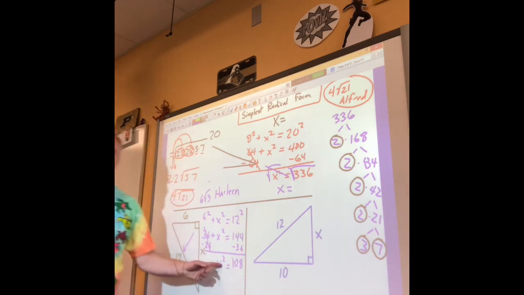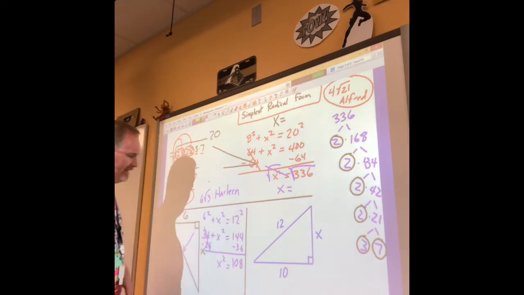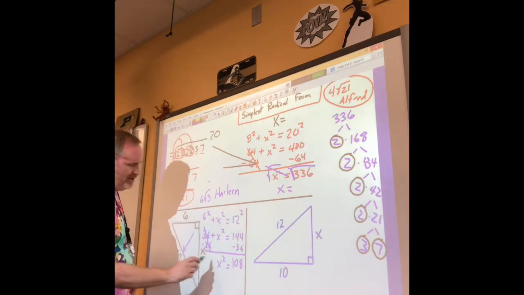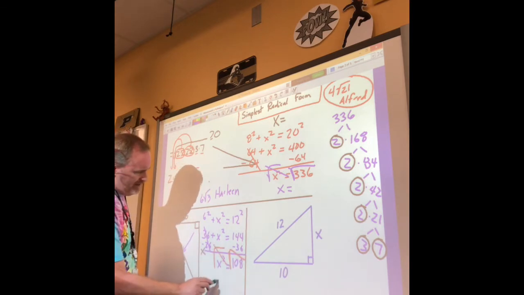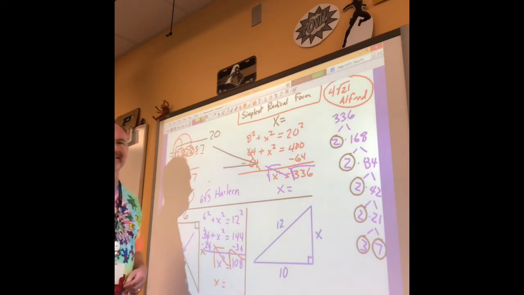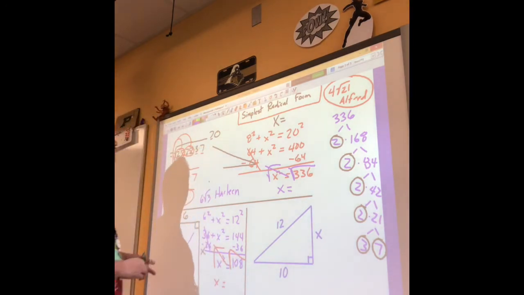$1.08. So now that's what X squared is. But as Harleen knows, we don't want X squared, we want X. So to get rid of that square, she rooted and rooted, because roots cancel squares. And 108, again, not a perfect square. So we got to do some scrap work.